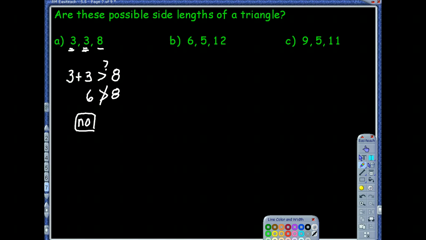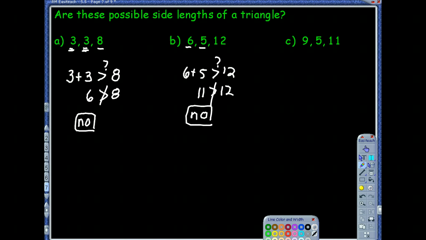This time all we're going to add, right? Yes. Okay. Here's the deal: you can add any 2 sides. I just tend to pick the first 2 because it's right there. 6 plus 5, is that greater than 12? Well, 6 plus 5 is 11. Is 11 greater than 12? No. So I don't need to keep going. This is a no. All right?